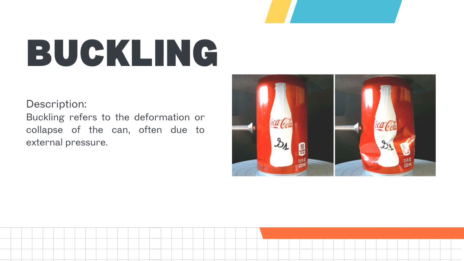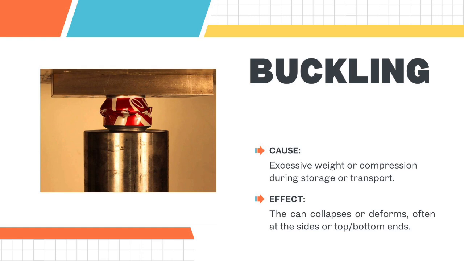Finally, let us talk about buckling. Buckling is when the body becomes crumpled or collapsed due to external pressure. The most common cause is overstacking, when cans are piled up so high that the cans get squeezed. It happens when too much weight is placed on cans during transport or storage.